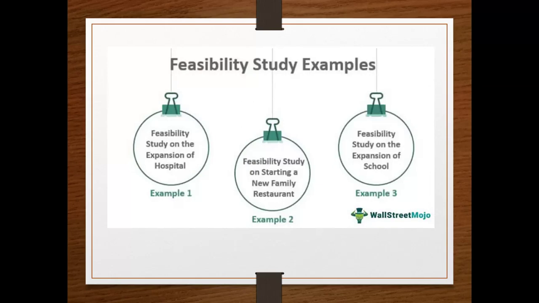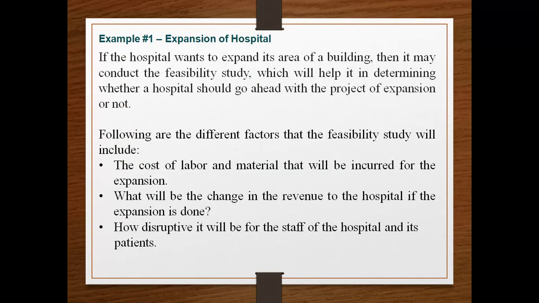Let's see with an example. This is the example which says one example is expansion of a hospital. A similar example is the expansion of a new family restaurant, and another example is the expansion of a school. Okay, let's see expansion of a hospital. Now we'll take a pen and paper, and now we are going to identify that my hospital is going to expand its area of building.